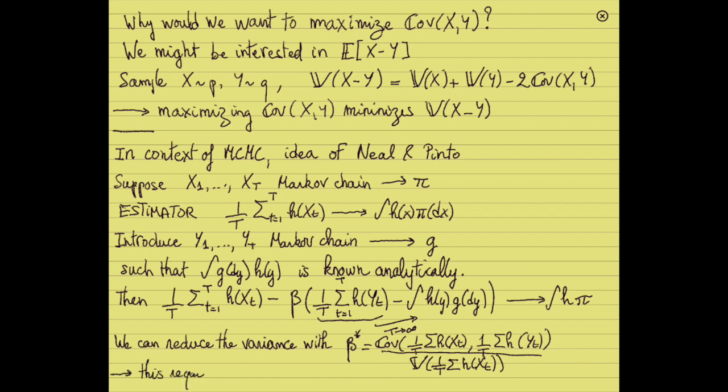And so, provided that we can introduce positive correlation between the two Markov chains, we can obtain a new estimator which can have a much smaller variance. There are quite drastic variance reductions in the paper by Neal and Pinto. So we can reduce variance by introducing positive correlations, both in the standard Monte Carlo setting and in Markov chain Monte Carlo.